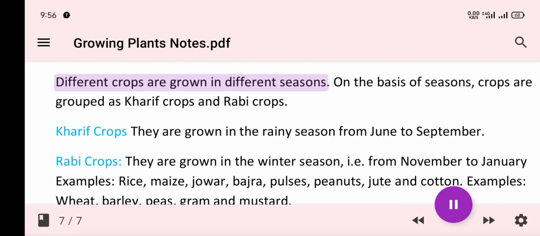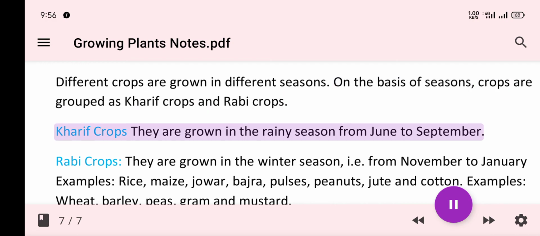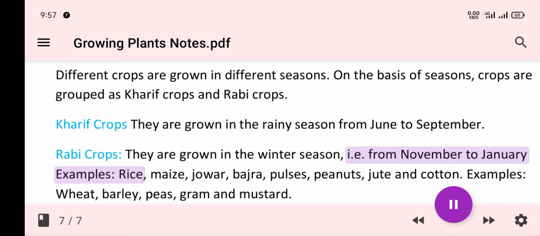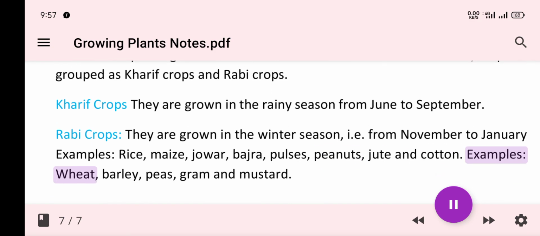Different crops are grown in different seasons. On the basis of seasons, crops are grouped as Kharif crops and Rabi crops. Kharif crops are grown in the rainy season from June to September. Examples: rice, maize, jowar, bajra, pulses, peanuts, jute and cotton. Rabi crops are grown in the winter season, i.e. from November to January. Examples: wheat, barley, peas, gram and mustard.